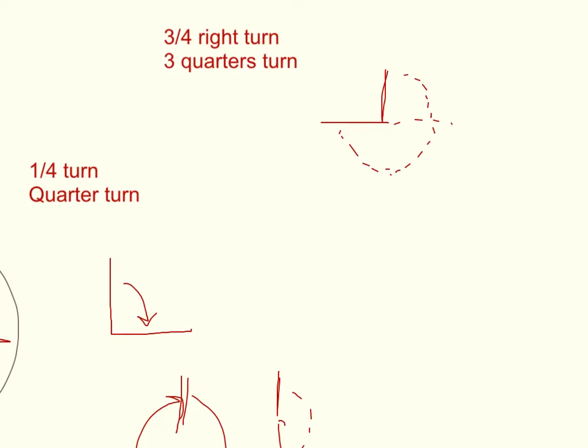Now to look at something different, if I were to say, look at this. This is not even a full 1/4 turn, because a full 1/4 turn would make a right angle. That, we would say, is less than a 1/4 turn. Okay? It's less than a 1/4 right turn.